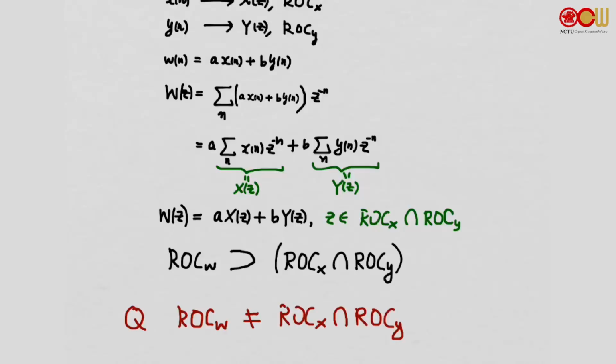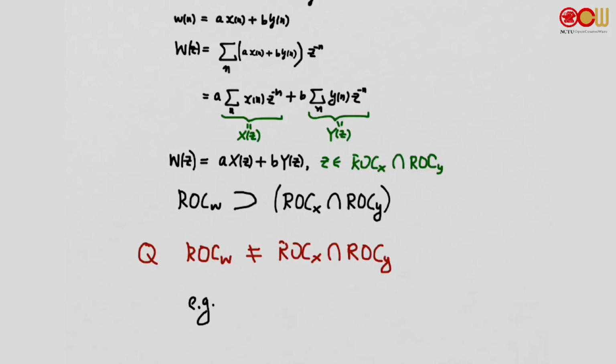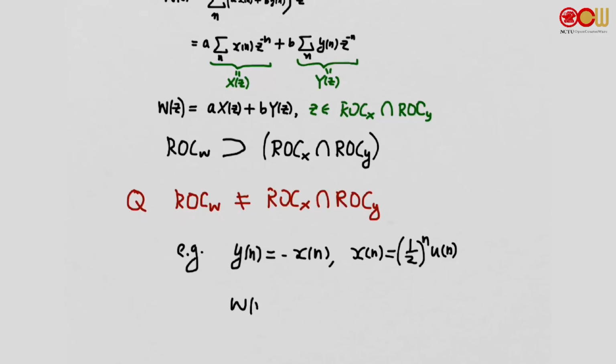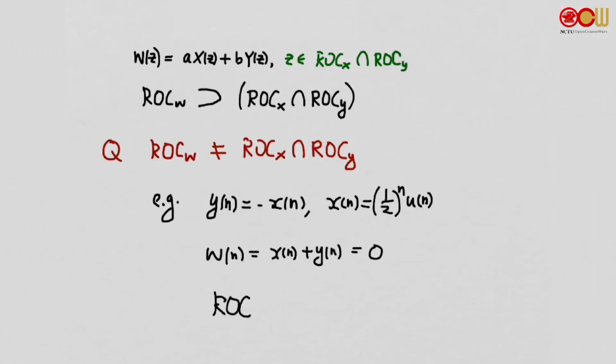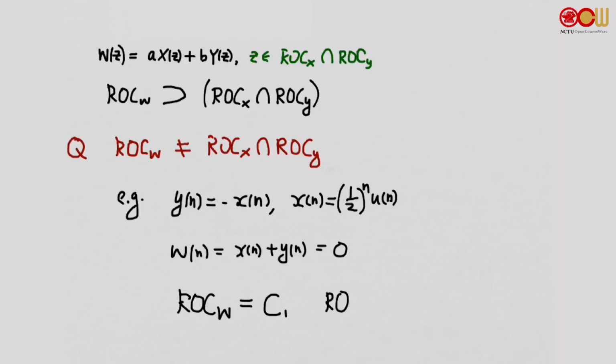Does it ever happen? Let's consider the example that y is equal to minus x, and x is a one-sided exponential sequence. Then we see that suppose w is equal to x plus y, it will be 0 in this case. And the ROC of w will be the whole z-plane, the whole complex plane, whereas ROC_X and ROC_Y are the same thing.